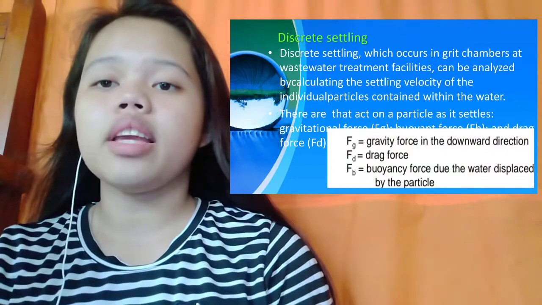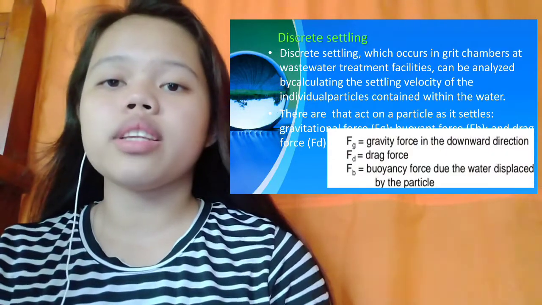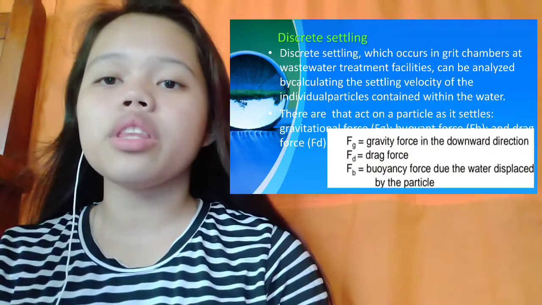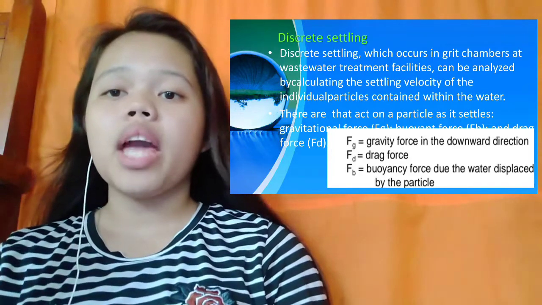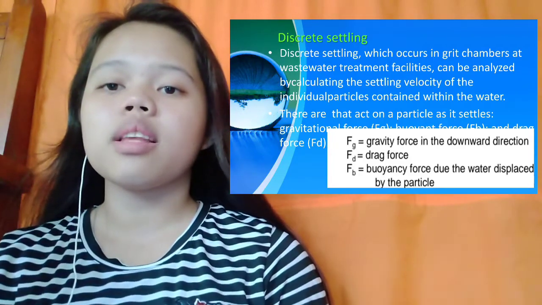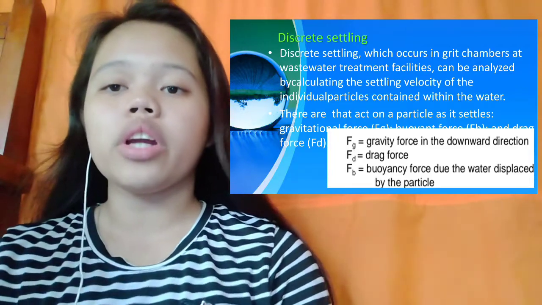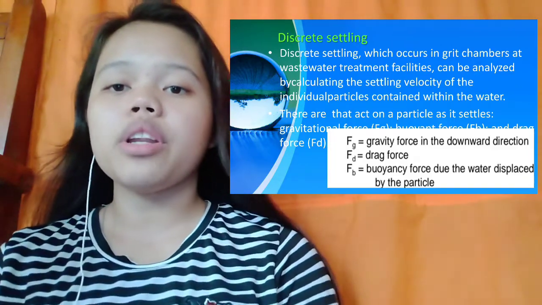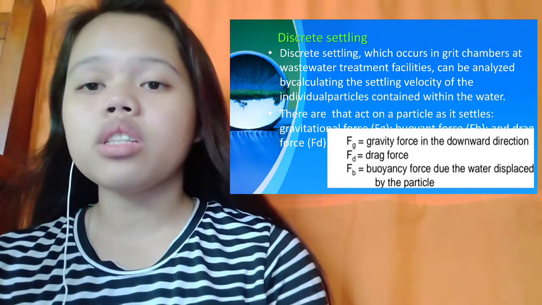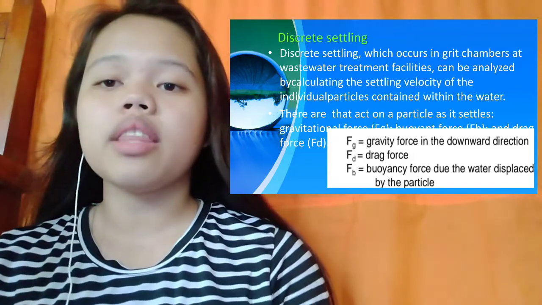Discrete settling, which occurs in grit chambers at wastewater treatment facilities, can be analyzed by calculating the settling velocity of the individual particles contained within the water. There are three forces that act on a particle as it settles: gravitational force, buoyant force, and drag force.